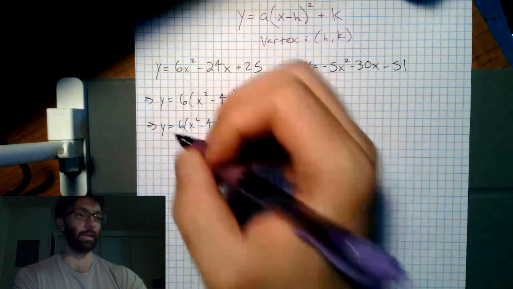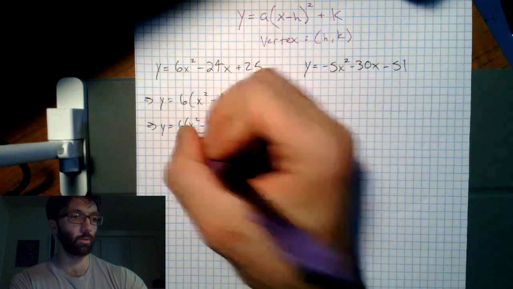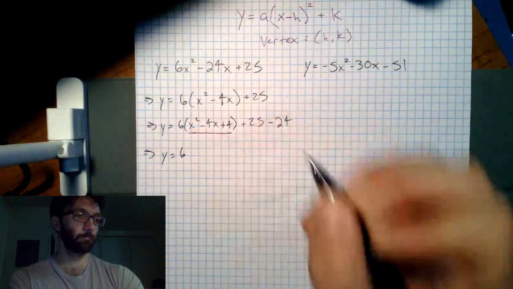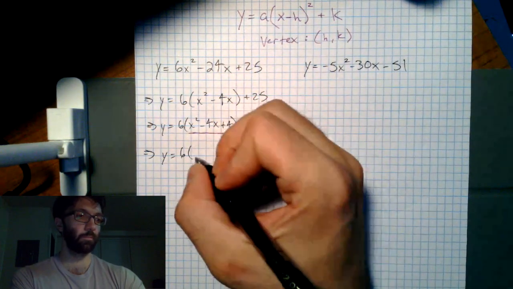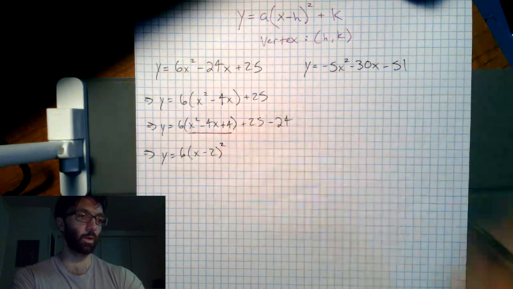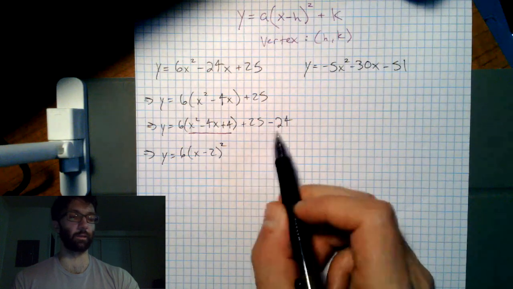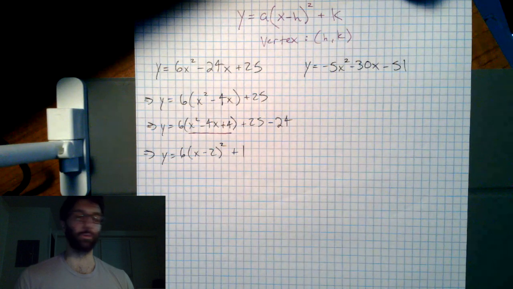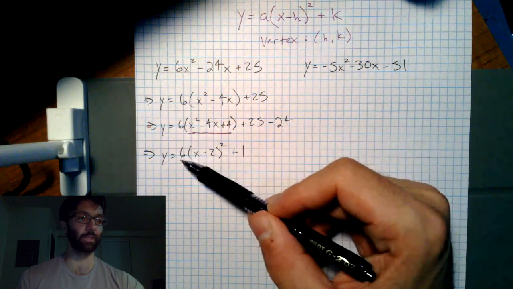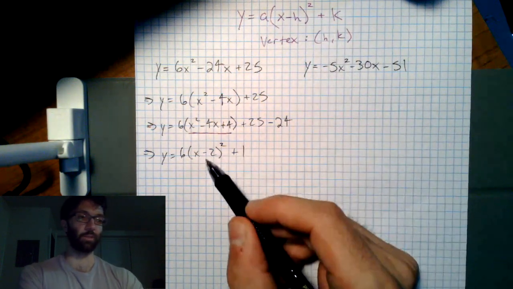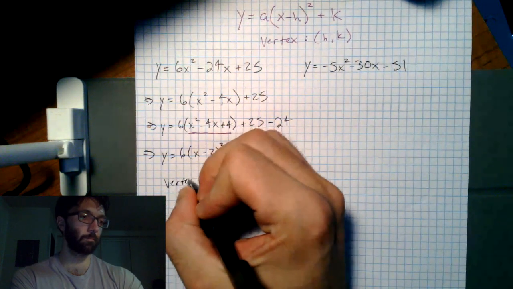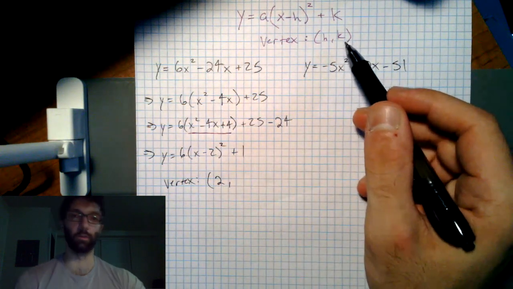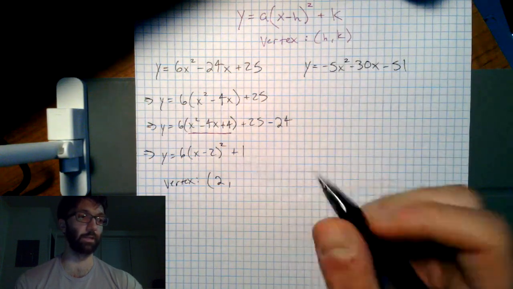Okay? And now, because we completed the square, we now have a perfect square trinomial that can factor. And so I can factor this trinomial into x minus 2, the quantity squared. And then I can combine my positive 25 and negative 24 into a plus 1. And now you can see we are in vertex form. So A is 6 in this case. But my vertex is just going to be the opposite of this value. So that's going to be positive 2. And k is the y coordinate of the vertex. That's just whatever I see right here. That's just going to be +1.